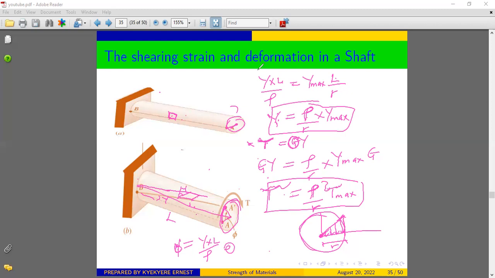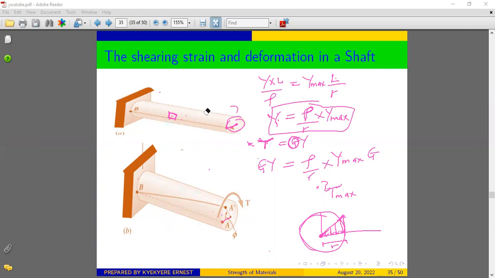Now let us go to the relationship between torque and the shear stress, and we use that to solve some examples.